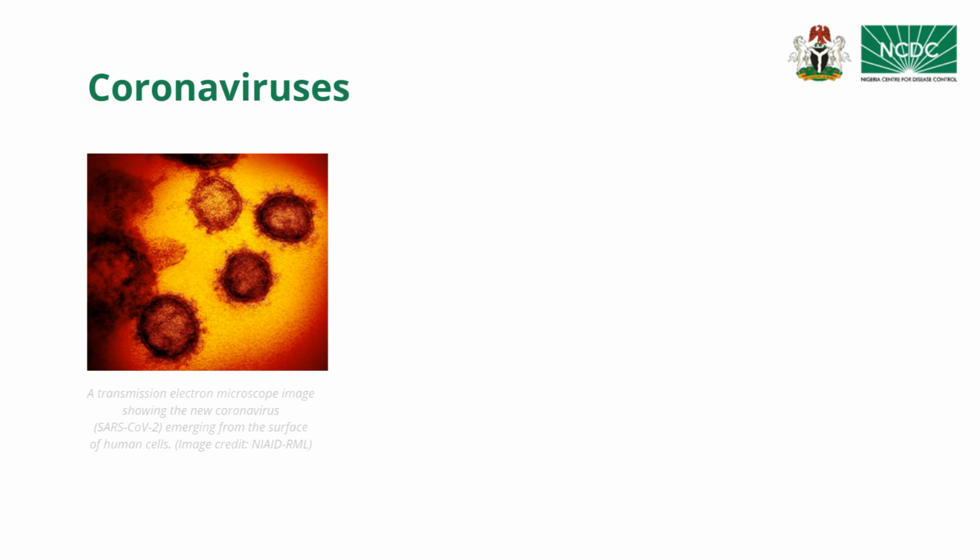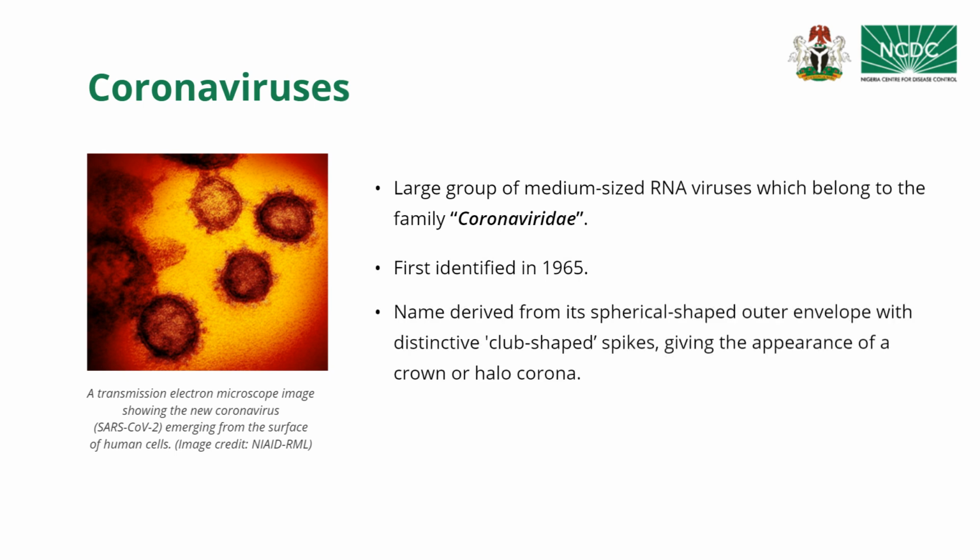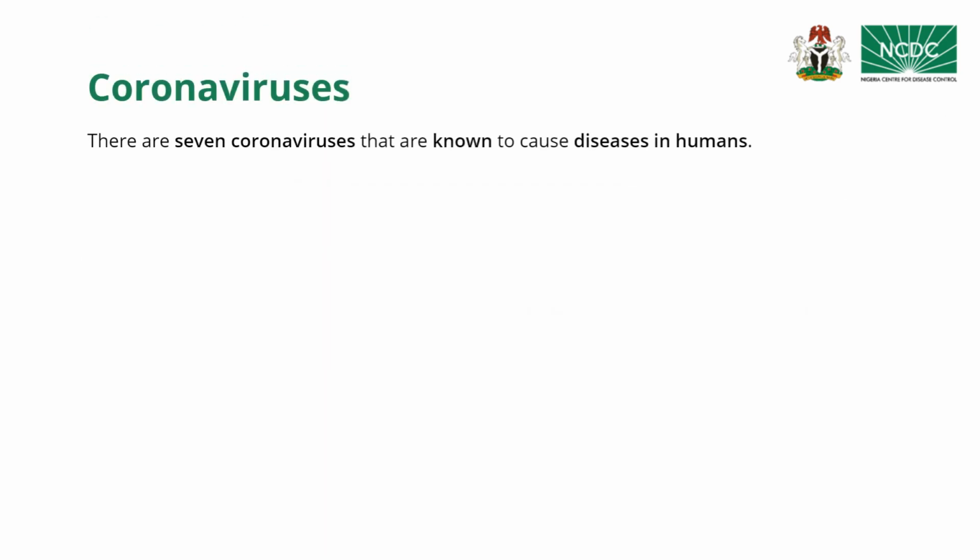What are coronaviruses? They are a large group of medium-sized RNA viruses which belong to the family Coronaviridae. They were first identified in 1965. The name is derived from its spherical-shaped outer envelope with distinctive club-shaped spikes, giving the appearance of a crown or halo, corona. There are 7 coronaviruses that are known to cause diseases in humans.